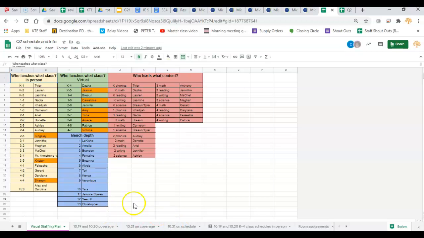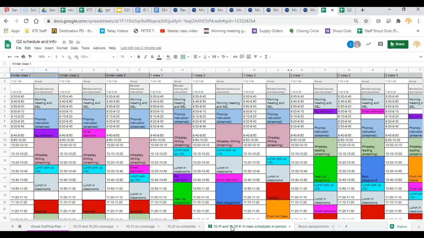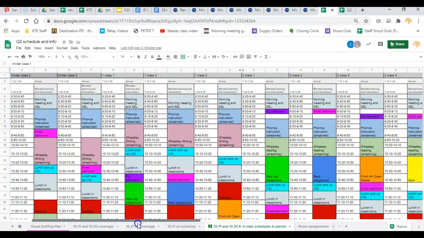So the first thing to look at is for the 1019 and 1020 classes in person. This is what kindergarten and first grade has been running for the past several days, and what they will continue to run on Monday and Tuesday only of next week. So Monday and Tuesday only of next week, this will be the schedule.